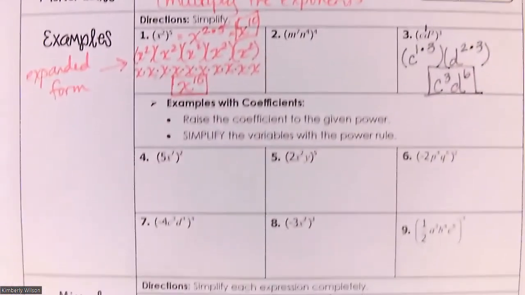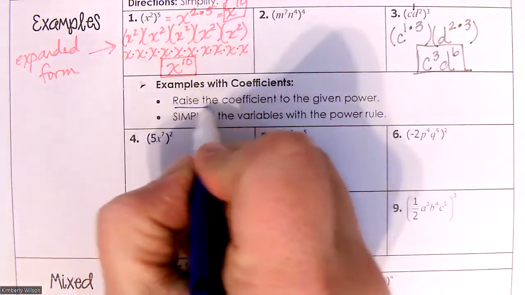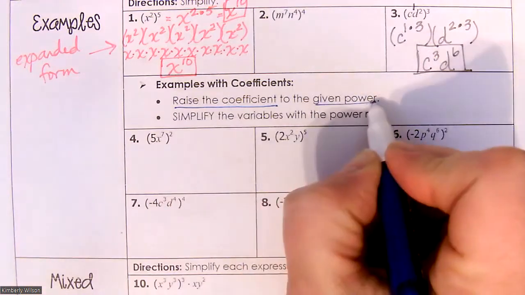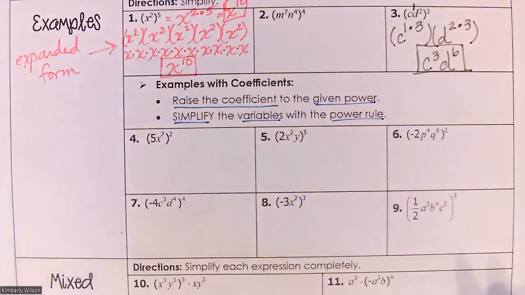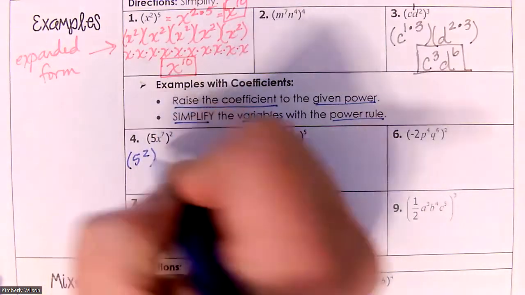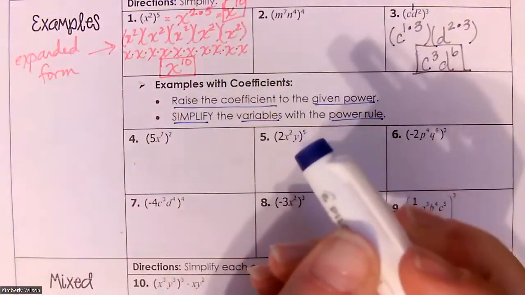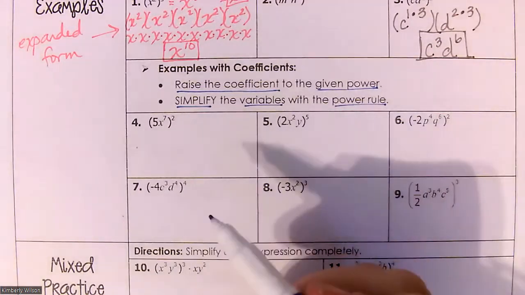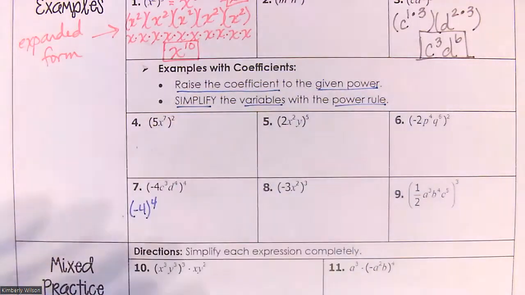Okay. Moving right along, now we're going to look at ones with coefficients. That means the numbers in front of the variable. So you have to raise the coefficient to the given power, and then we simplify the variables with the power rule. So here I'm going to have 5 squared. Oops, I'm not wanting to work this problem. I'm wanting to jump to number 7. Sorry about that.